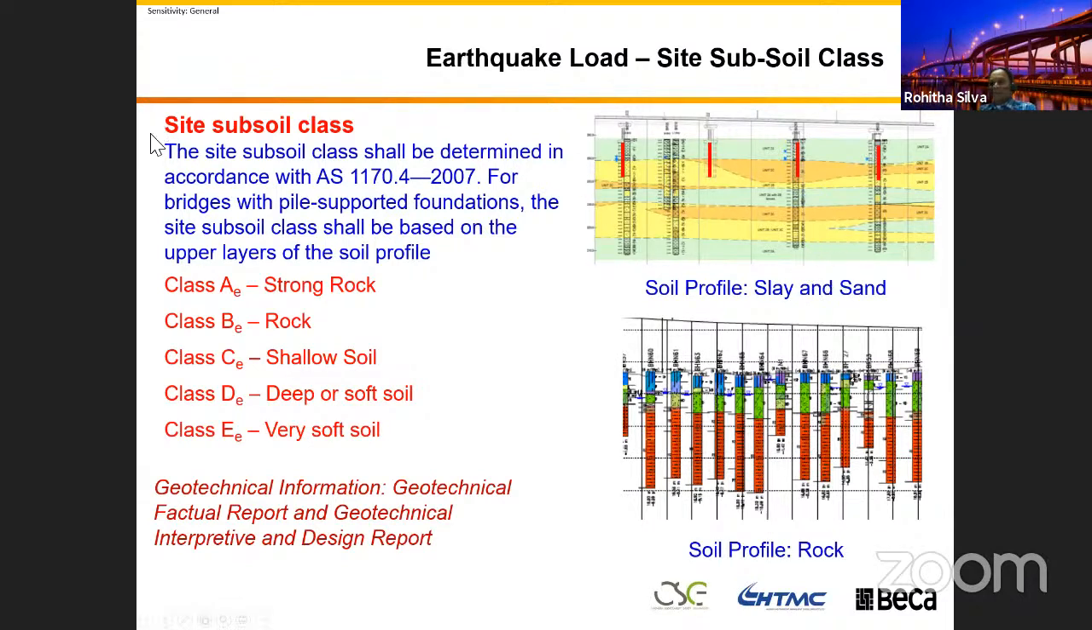And this code classifies strong rock and rock. There's a classification on this one. Then there are shallow soil, deep subsoil and very soft subsoil, and so five classifications of the subsoil. Based on that, the code developed five earthquake response systems. These are simplifications.